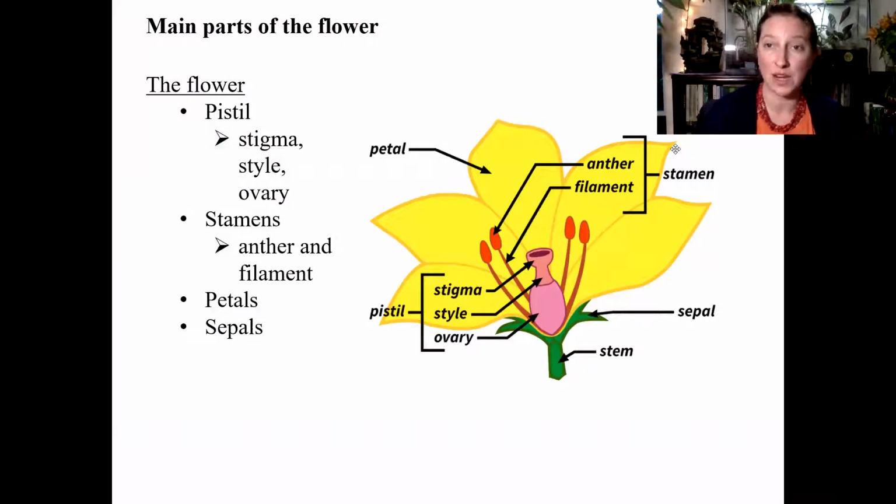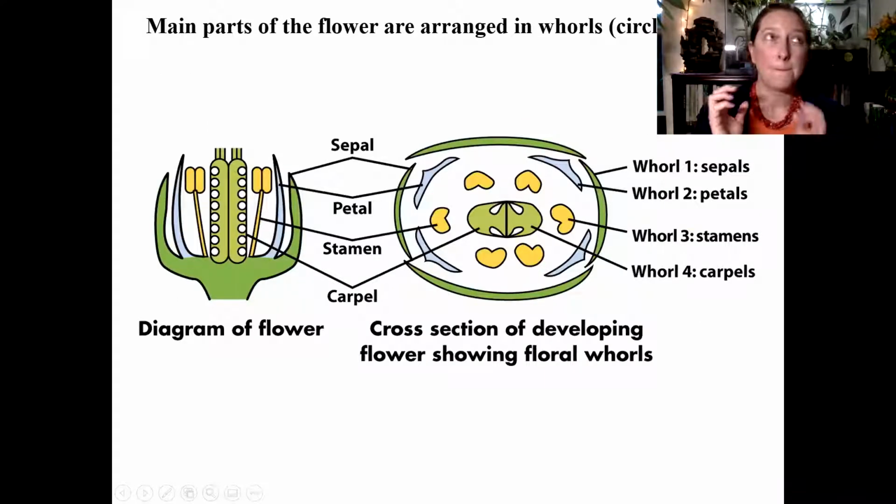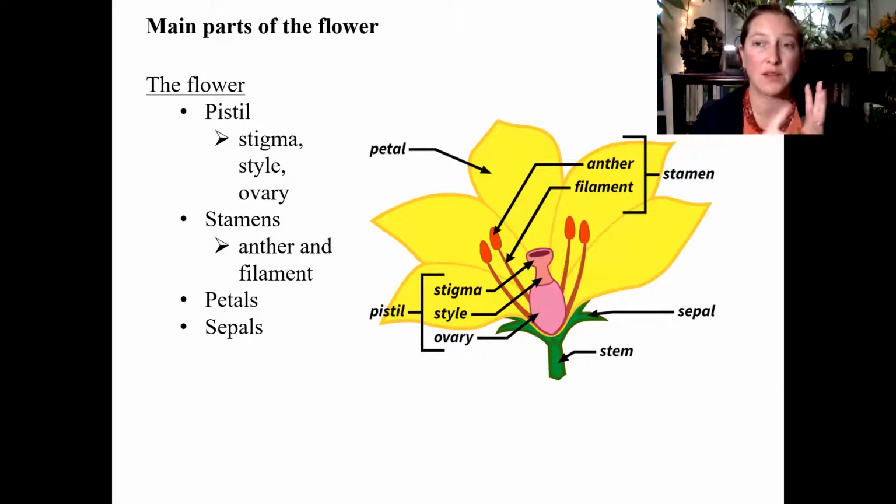Here is a representative flower showing you the parts. So there's a pistil, there's stamens, and then there's petals, which you're probably the most familiar with, and something called sepals. So the parts of the pistil are the stigma, style, and ovary. The parts of the stamen are the anther and the filament. So there's usually many anthers and many filaments for the stamens. And then it all depends on the species of plant, but the petals and sepals. Sepals are the little green leafy looking things at the bottom of the flower. So I just mentioned these 4 things, right? Pistil, stamens, petals, and sepals.